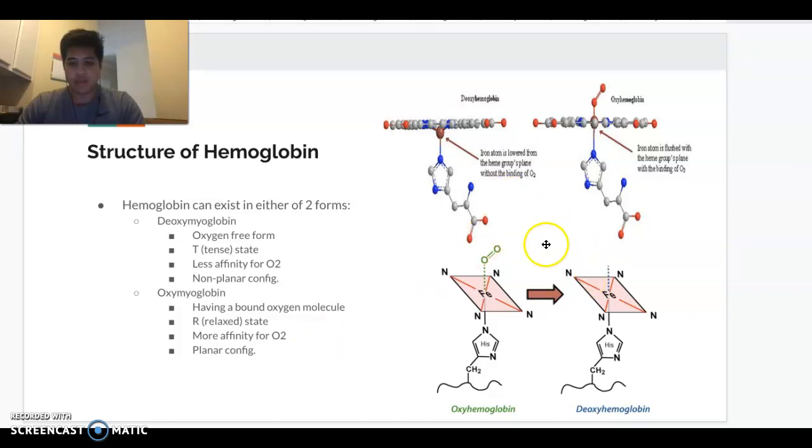These two images better show the differences between deoxyhemoglobin and oxyhemoglobin. In the case of deoxyhemoglobin, you can see that the iron atom is lowered from the heme group's plane without the binding of O2. Again, it is not in the planar configuration, so there is no binding of O2 whatsoever. While in oxyhemoglobin, the iron atom is flush with the heme group's plane, so it's in the planar configuration, and that does allow for binding of O2, as you can see over here.